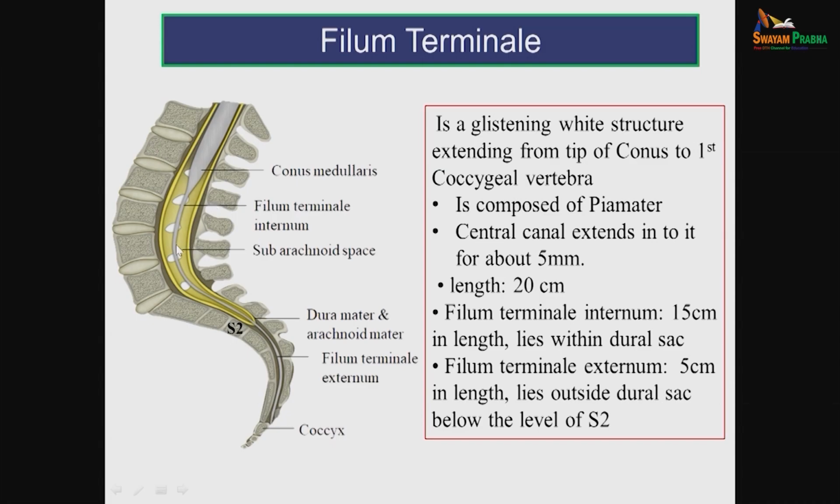There are two parts of the filum terminale. One is filum terminale internum, another one is filum terminale externum. You call it filum terminale internum if it lies within the dural sac or within the subarachnoid space. That is, till the level of S2, the filum terminale is lying within the dural sac, or it's lying within the subarachnoid space. As I already told you, the dura and arachnoid are going to extend till the level of S2.